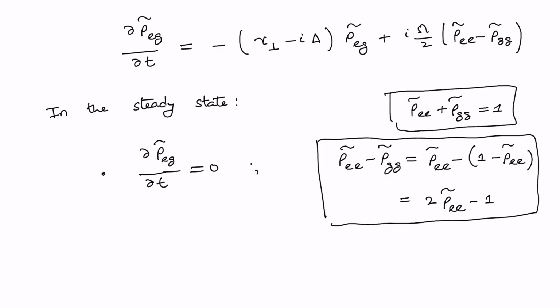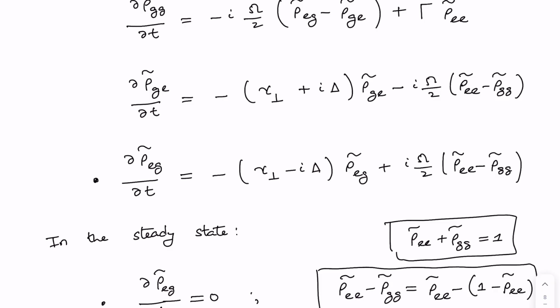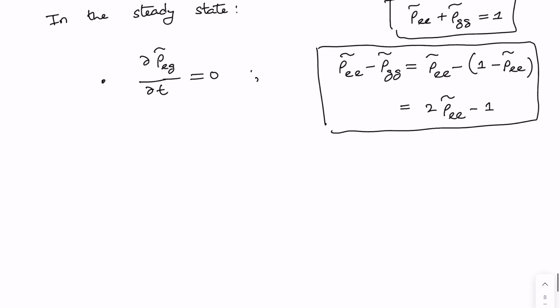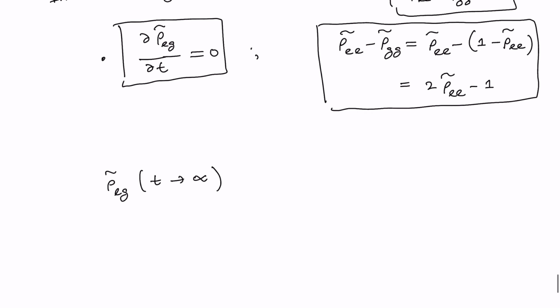So now let me set delta rho tilde EZ by delta T equal to 0. Let us just see this equation. From this equation, you can now write rho tilde EZ. Now in the steady state, that means T tends to infinity. By setting this, you mean that you are going over to T tends to infinity, then delta rho tilde EZ by delta T is equal to 0.